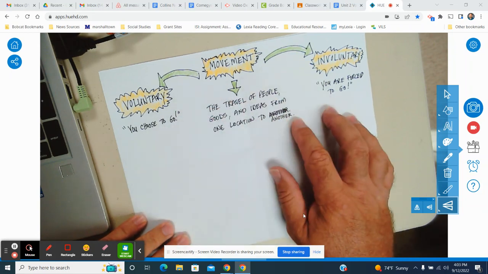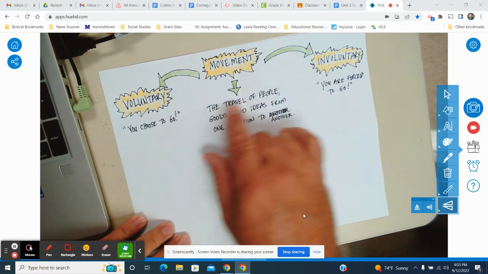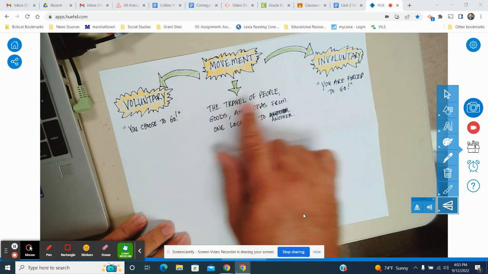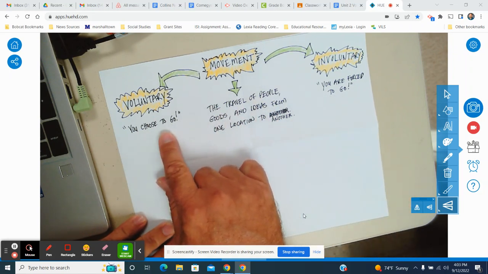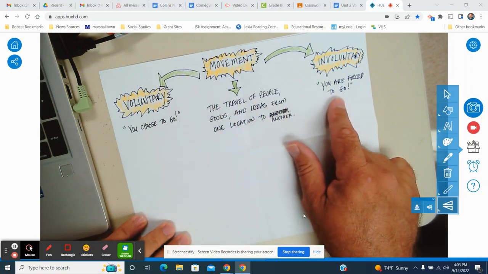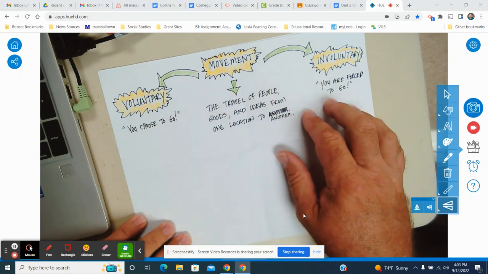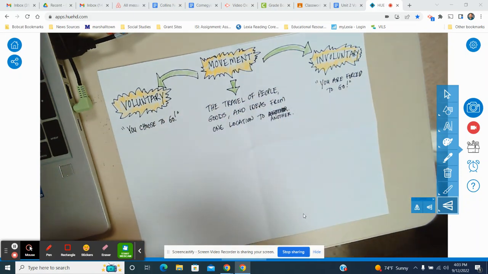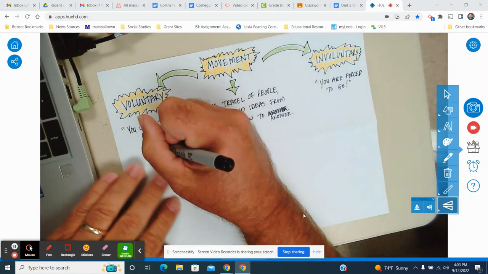We've got people in our community, people in our school who are the product of movement. They came here from different places. Some came here for opportunity. Some came here because they had to escape something that was really bad in their home. That's voluntary versus involuntary.